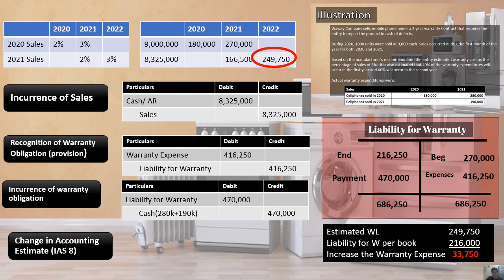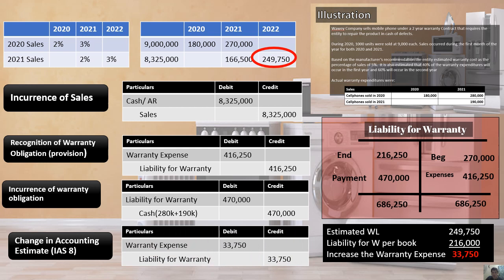So the 33,750 should be recorded under change in accounting estimate. Therefore, we have to debit additional warranty expense amounting to 33,750, then credit liability for warranty amounting to 33,750.